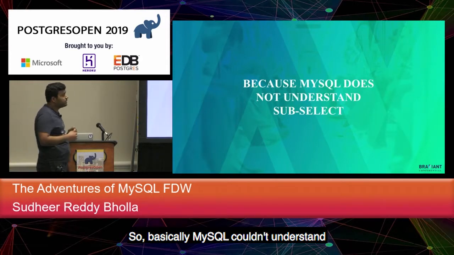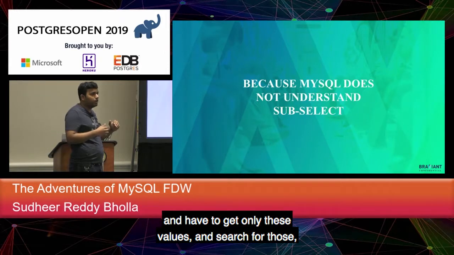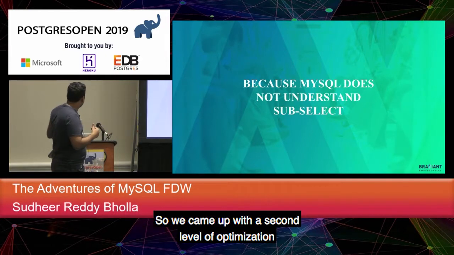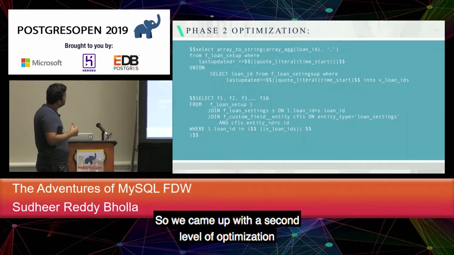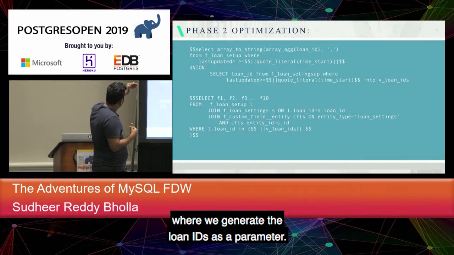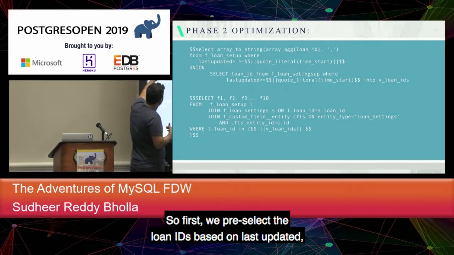So basically MySQL couldn't understand that it's a subselect and that I have to get only these values and search for those, even if there is an index on loan ID. So we came up with a second level of optimization where we generate the loan IDs as a parameter. So first we pre-select the loan IDs based on last updated.